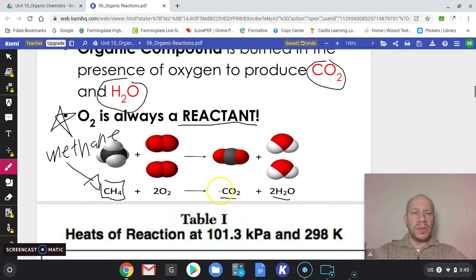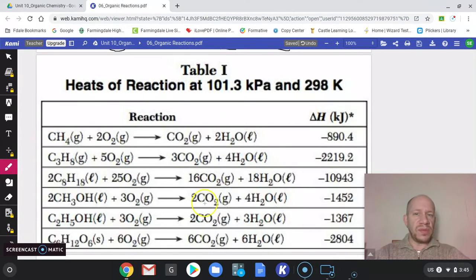Recall from Table I, the first 6 reactions on Table I are examples of combustion reactions, and we talked about that. Just as a side note here, notice how much energy is produced in this reaction. This is actually the reaction that occurs in your car to allow it to drive.